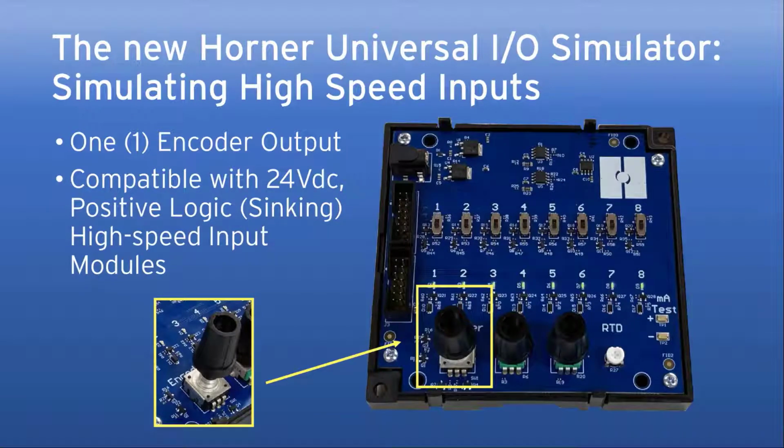So on the high-speed counter side of things, we've got an encoder component, which allows you to either simulate a full encoder with quadrature type simulation, or you could use it to simulate a totalizing type application where pulses are coming in and you're counting those. And again, it's compatible with 24-volt DC positive logic type signals.